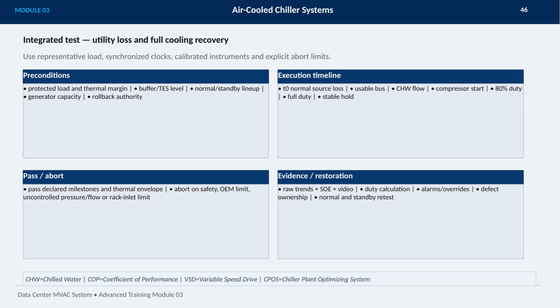Finally, evidence is gathered through raw data trends, sequence of events, video recordings, duty calculations, alarms or overrides, defect ownership, and retesting both normal and standby modes. This thorough approach ensures reliable full cooling recovery under utility loss conditions.